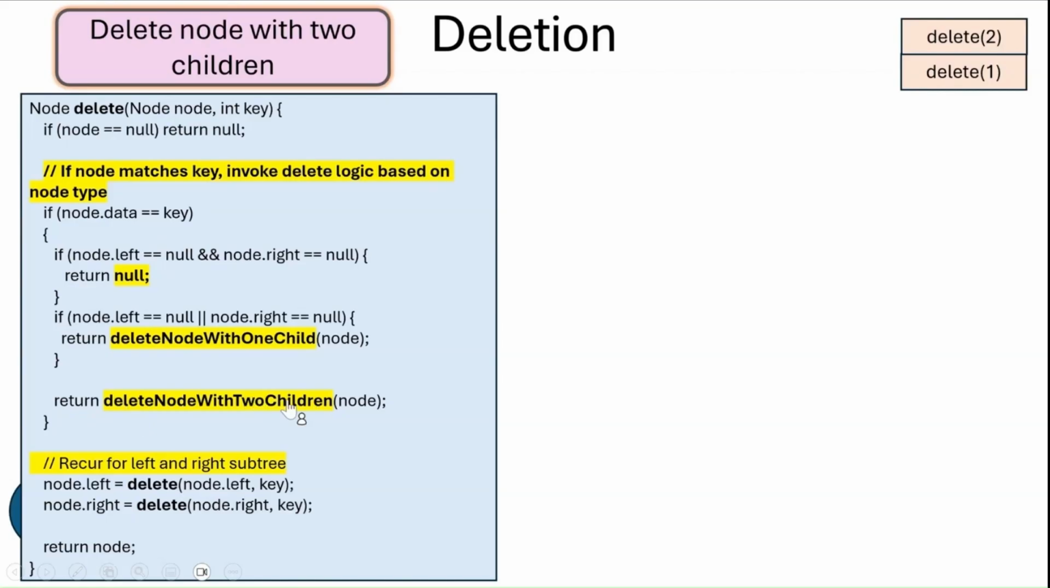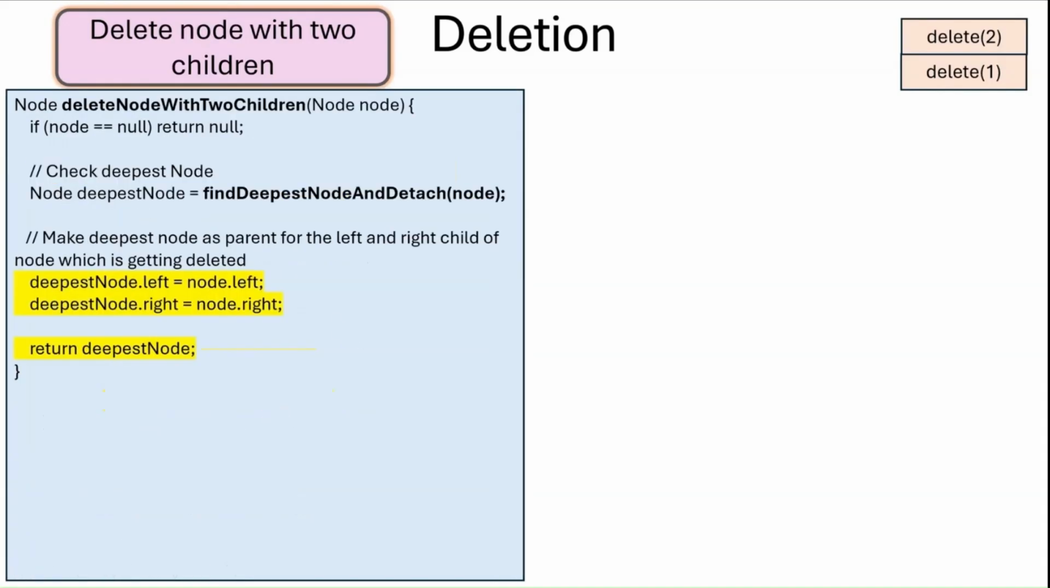Let's understand the implementation of this. So the delete node with 2 children. So what do we do here? We first check the deepest node. Find the deepest node and detach it from its parent.